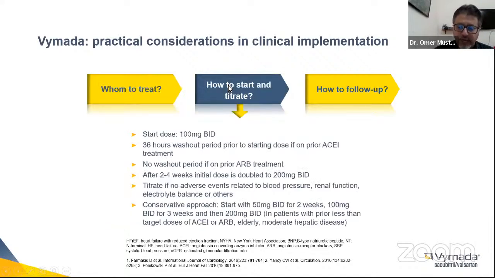And how to titrate? There are two concepts in this: start with a higher dose, or start with a lower dose, a conservative approach. Out of experience, I would say a conservative approach is much better. We start with a lower dose, increase it every 2 weeks, and then gradually go higher by monitoring the systolic BP.